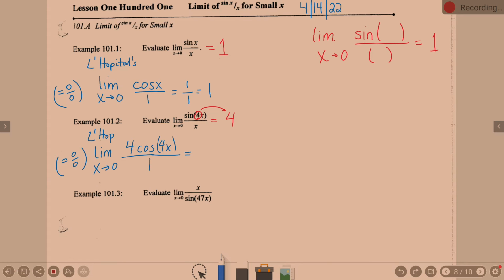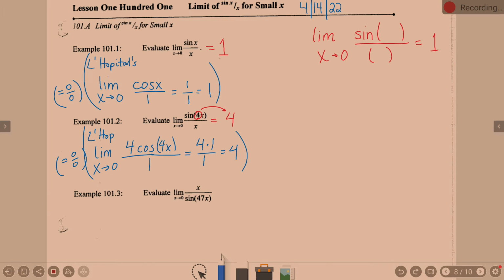When you put in 0, it becomes 4 times the cosine of 0, which again is 1, over 1. Are you a believer? Yes. Equals 4, right? So it's not that we have to do this L'Hopital stuff. This is just me trying to show you so that you believe me. Okay?